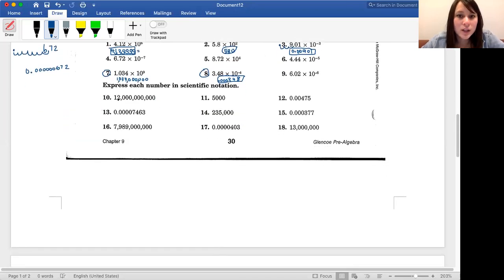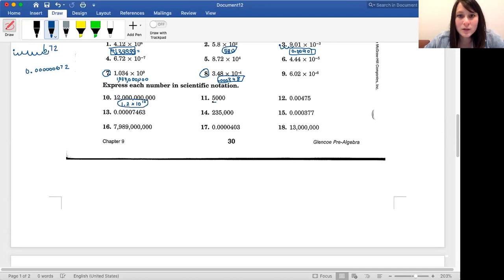All right, let's try writing these numbers now in scientific notation. So what you have to do here is basically turn your number into a number between 1 and 10 by placing your decimal there, and then multiply it by 10 to a power. So with number 10, I would put my decimal between the 1 and 2. Then I have to think through, okay, I have to move my decimal 1, 2, 3, 4, 5, 6, 7, 8, 9, 10. 10 places. So this is going to be 1.2 times 10 to the 10th power.